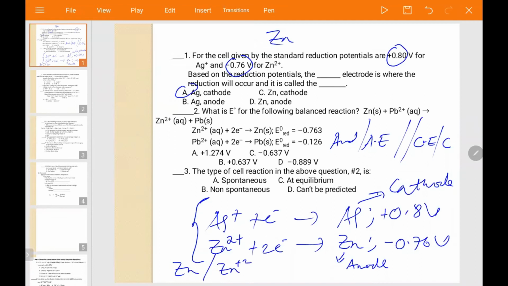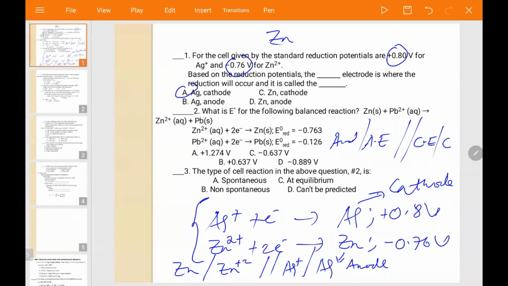Zinc, zinc plus 2, double line, Ag plus, single line, and Ag. This is the cell notation. From this one can easily identify which is anode and which is cathode: zinc is anode whereas Ag is cathode. Cell notation means a systematic designation of voltaic cells without using diagrams. We don't have a diagram here, but we can identify which one is anode and which one is cathode from this cell. Okay, number 2. What is E value for the following equations?